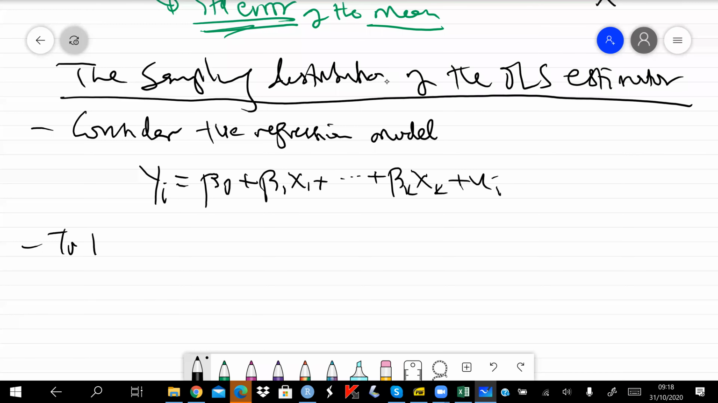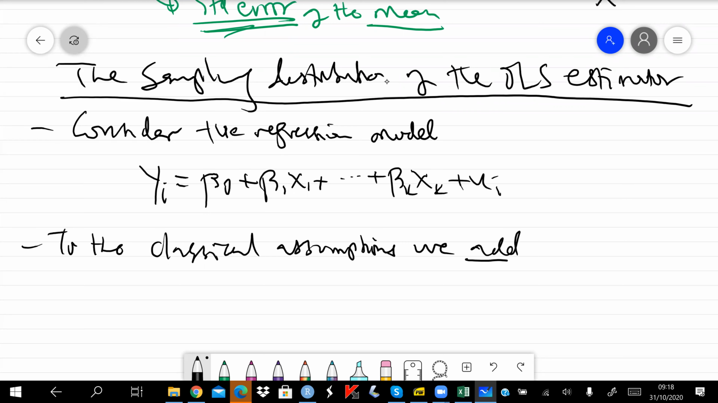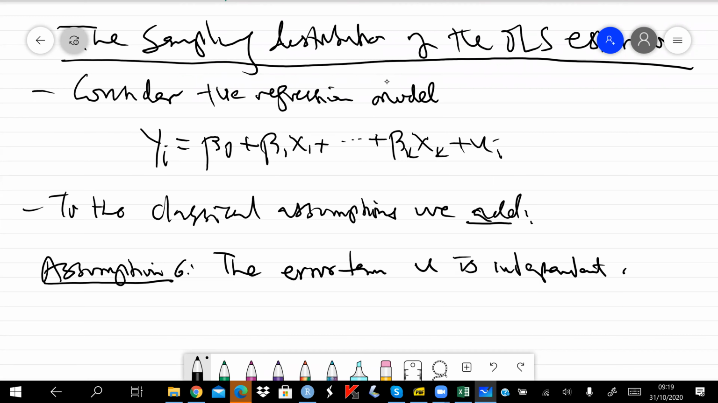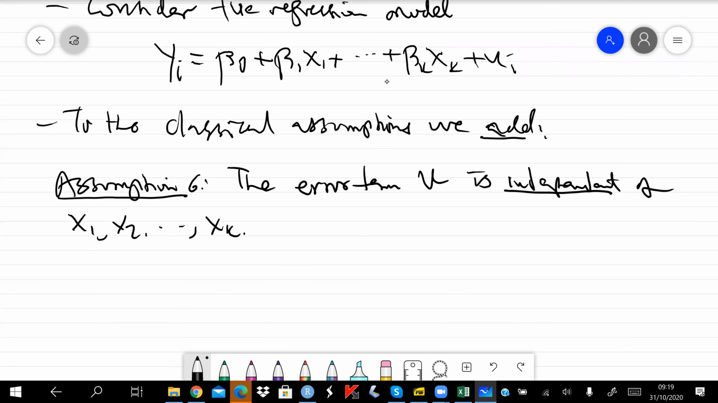So we add this to the classical assumptions. This is our assumption number 6. The assumption is that the error term, which we are calling U, is independent of x1, x2, all the way to xk. In other words, the error term or the residual is independent of the explanatory variables. That means they are not correlated. That's why we mentioned somewhere that the covariance of U and Xi is equal to 0.